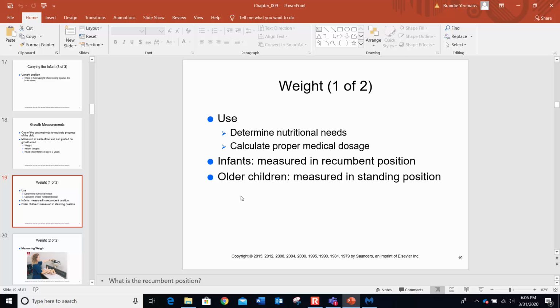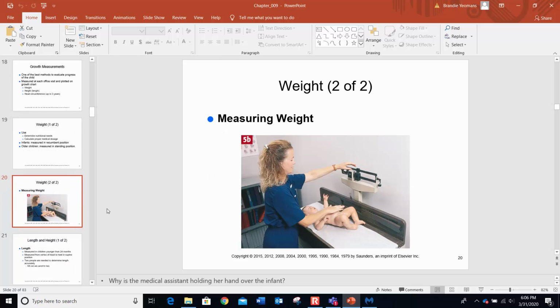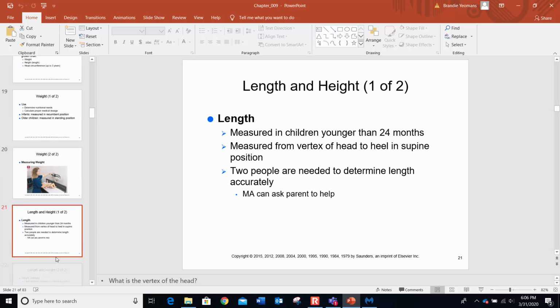So when we measure weight, of course, we're going to get this in pounds. For infants, we're measuring them in the recumbent position, and then the older children, they're in a standing position. If you remember, recumbent means laying down, right? So there's a good picture to see how we're going to measure that infant.